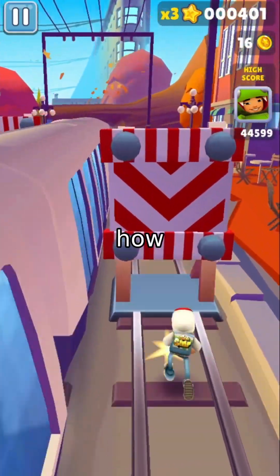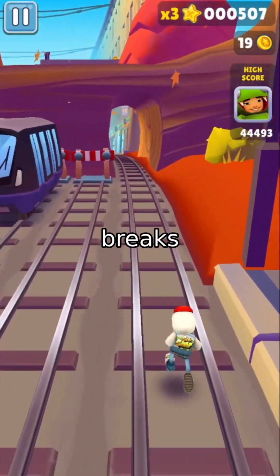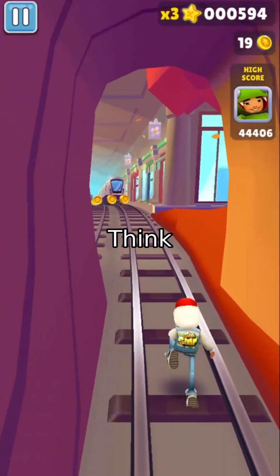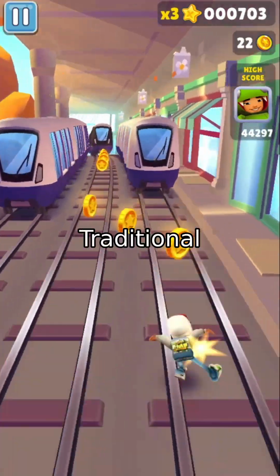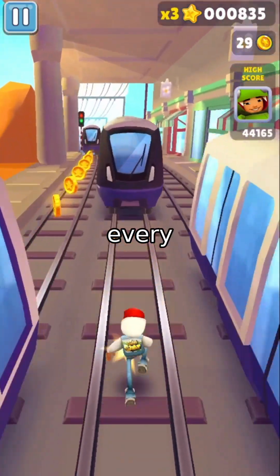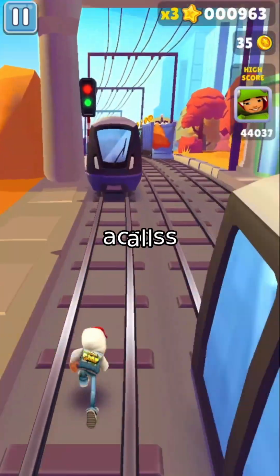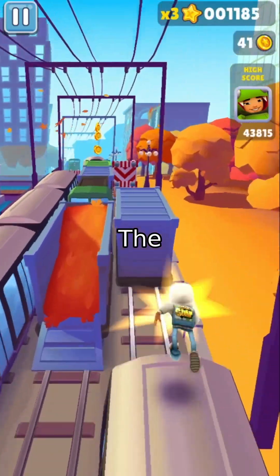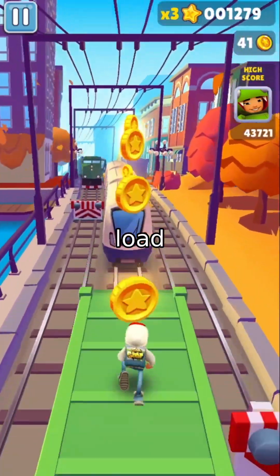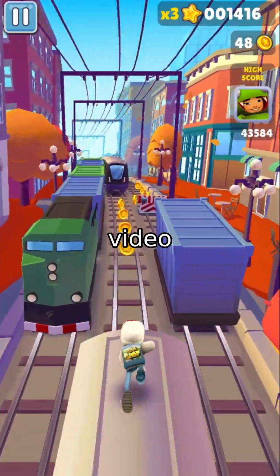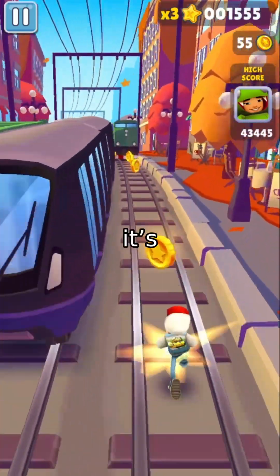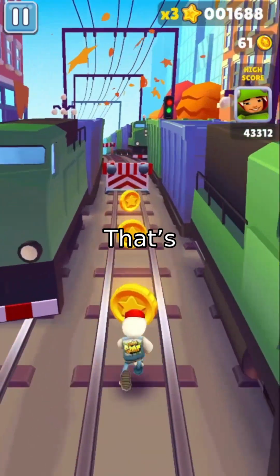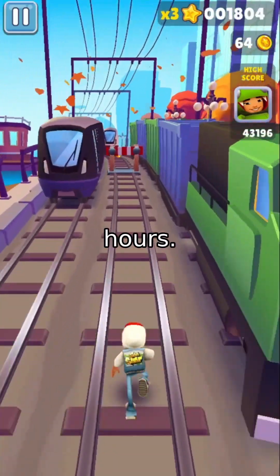The core issue lies in how AI processes video. It breaks footage into tiny units called tokens. Think of them as motion pixels. Traditional models use dense attention, where every token converses with every other token across all frames. Picture a chaotic party where everyone shouts at once. The problem? The computational load grows quadratically. So a 500-frame video isn't just 500 times harder, it's 500 squared times harder. That's why generating even a short clip can take hours.